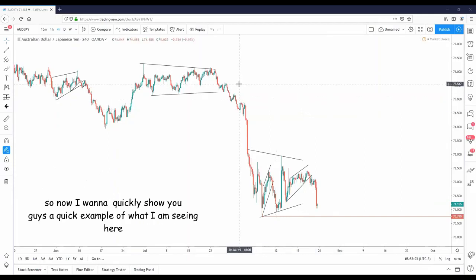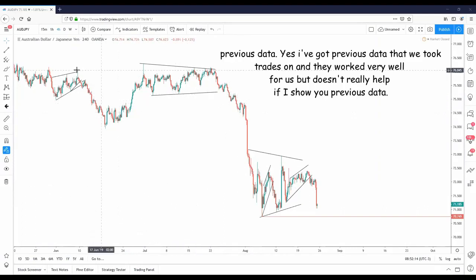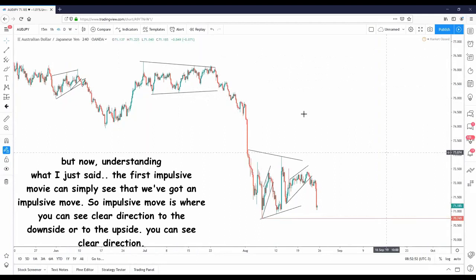So now I want to quickly show you guys a quick example of what I am saying here. Currently, we've got AUD JPY here. So you can simply see that now the movement is to the downside. Let's say I'm starting from here, because it doesn't help if I show you previous data. Yes, I've got previous data that we've taken trades on and they worked very well for us, but it doesn't really help if I show you previous data. But now I'm understanding what I just said.